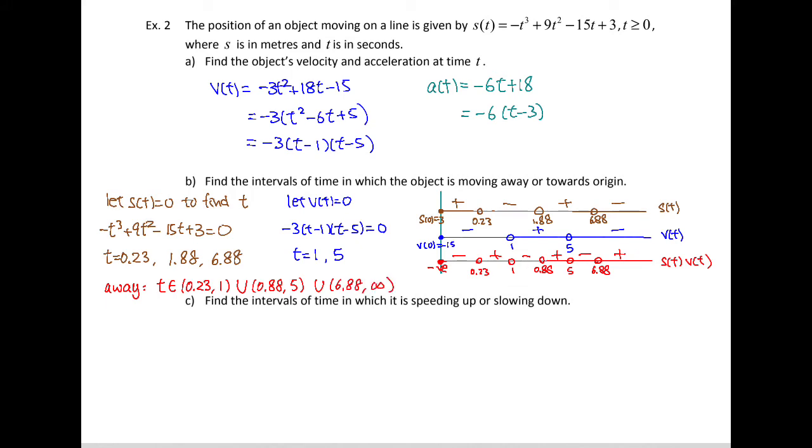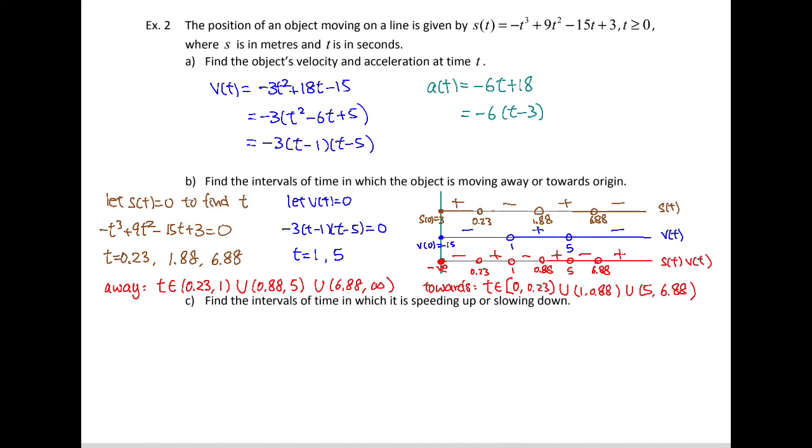And then let's do towards. Towards is when the interval is actually negative. So including the zeros right here, t equal to 0 here. So t is an element of 0, square bracket, including t equal to 0, to 0.23, round bracket, union 1 to 1.88, union 5 to 6.88.